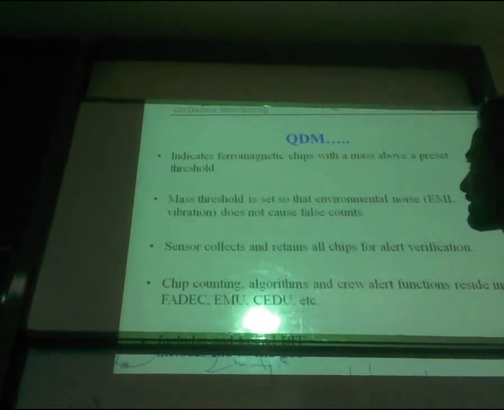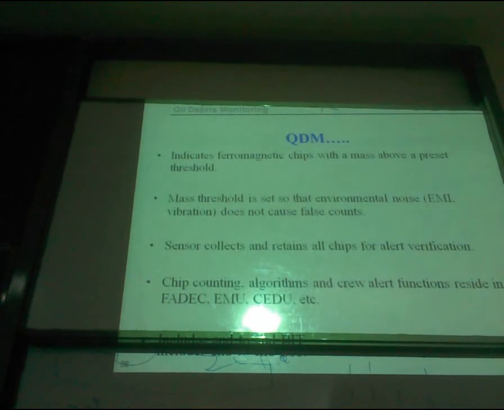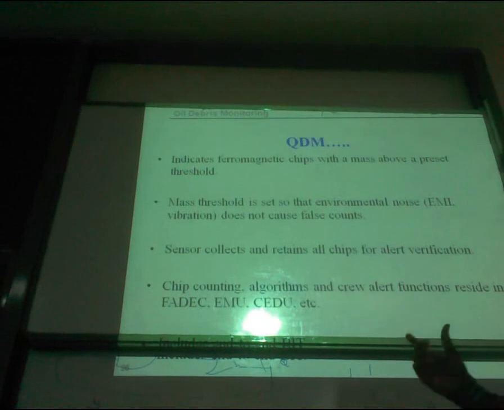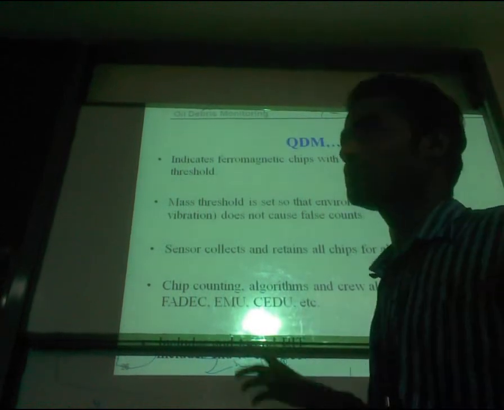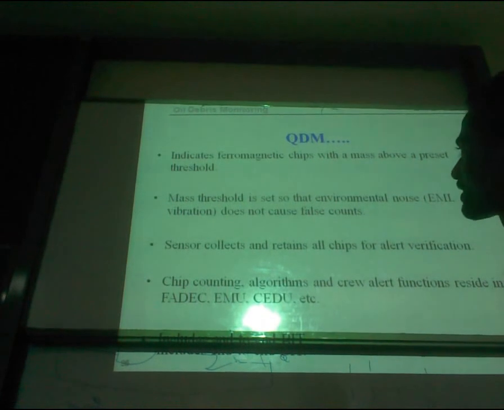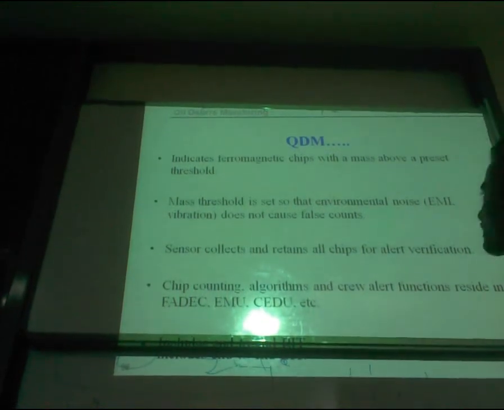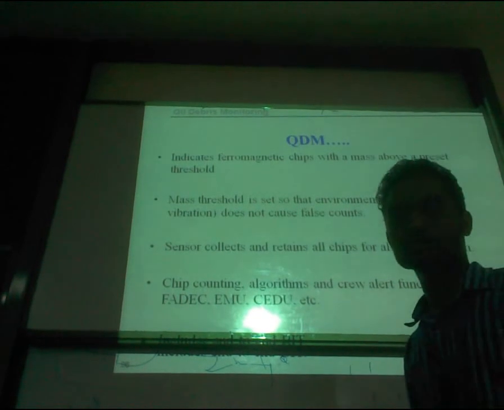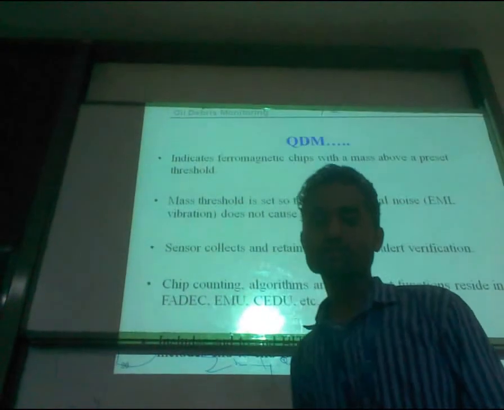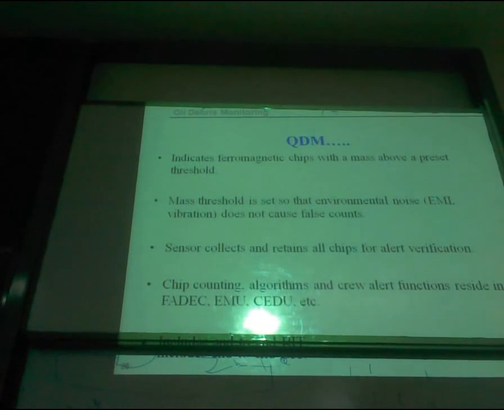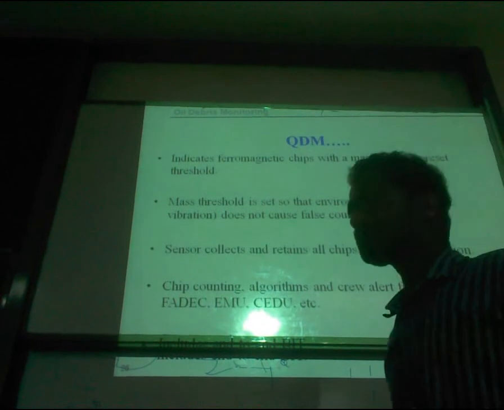QDM, continued. It indicates a ferromagnetic chip with a mass above the preset threshold. You know that we set some threshold value, and our QDM detects the debris above that preset threshold value, not below that value. The mass threshold is set in such a way that the oil environmental noise does not cause a false count. The sensor collects and retains all chips for alert verification.